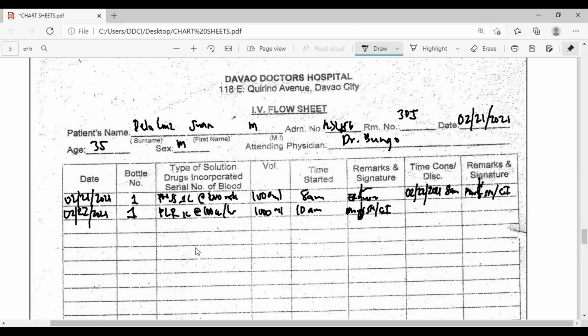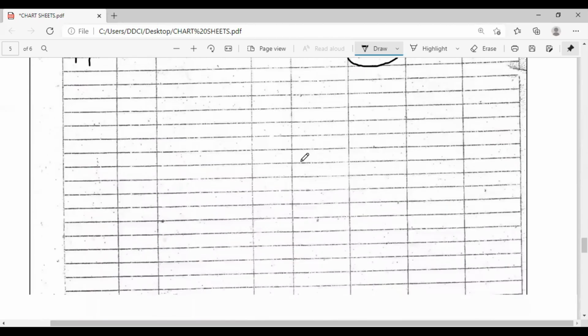Now, if you are discontinuing and continuing with another IVF, or even with the same IVF, you have your signature here for discontinuing, and then you have your signature here for follow up. So that's how you document your IV flow sheet.